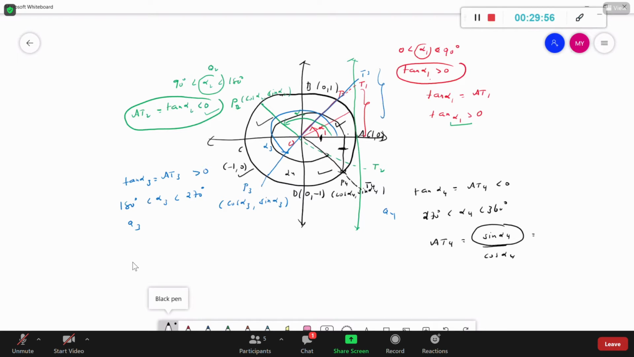Okay, sir. Sin alpha 4 is negative since it is downward to the x axis. So if you put negative into negative, it will become positive, positive by positive. That is not correct. Sin alpha is negative, so negative by positive, so tan alpha 4 will be negative. Now we have done this exercise through anticlockwise. I hope you are following correctly.